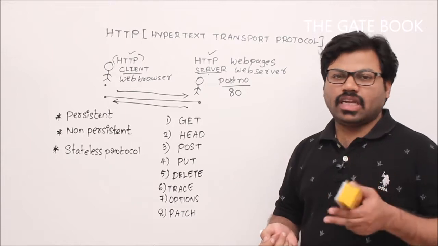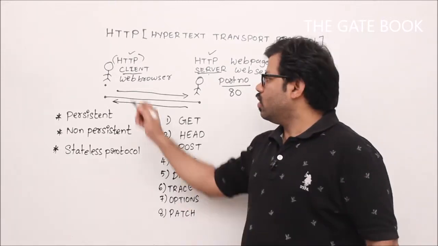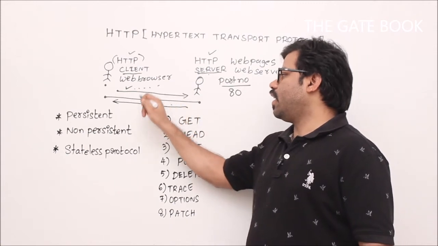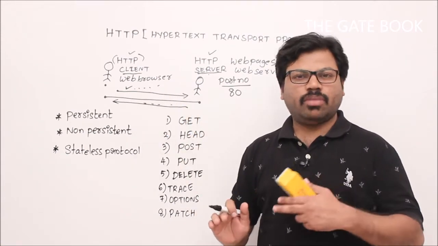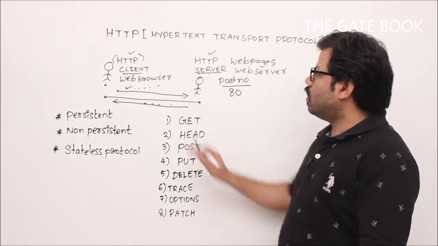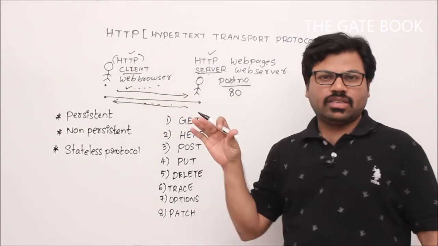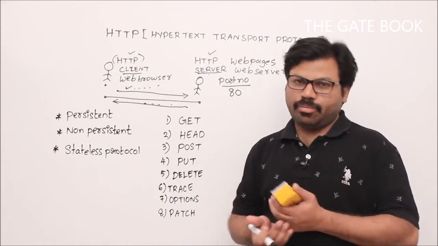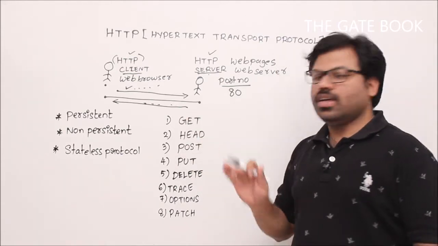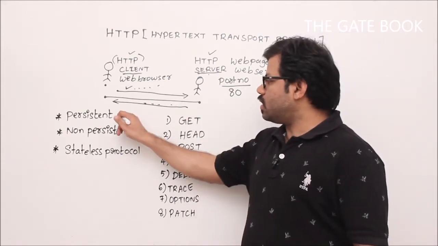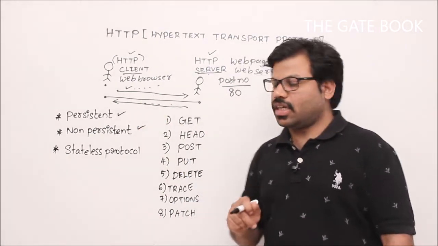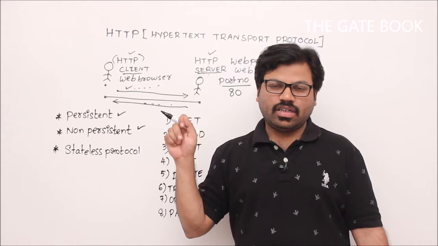For every web page there will be a URL. The client provides that URL and the server gives the data, so the entire web page is transferred. That is what the HTTP protocol does. We have instructions for accessing the web pages, which we will see. Before that, we'll see what persistent and non-persistent models are. This is the HTTP connection.